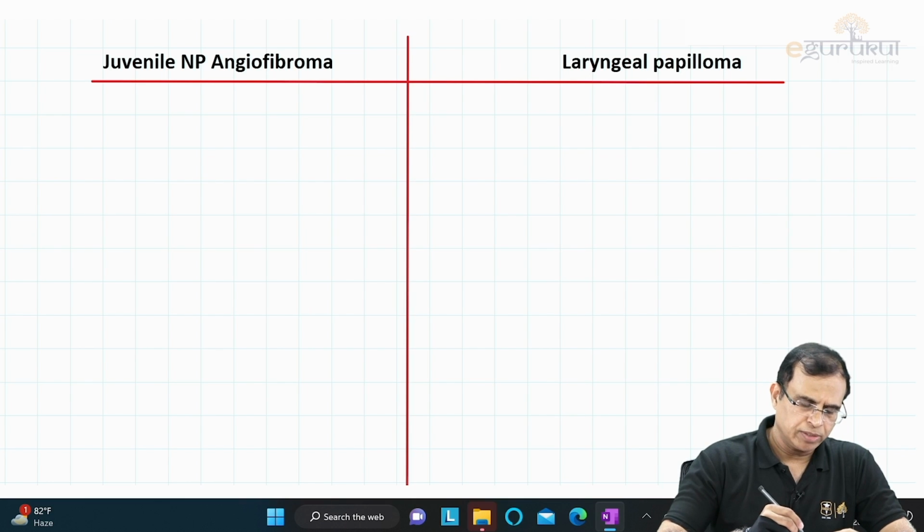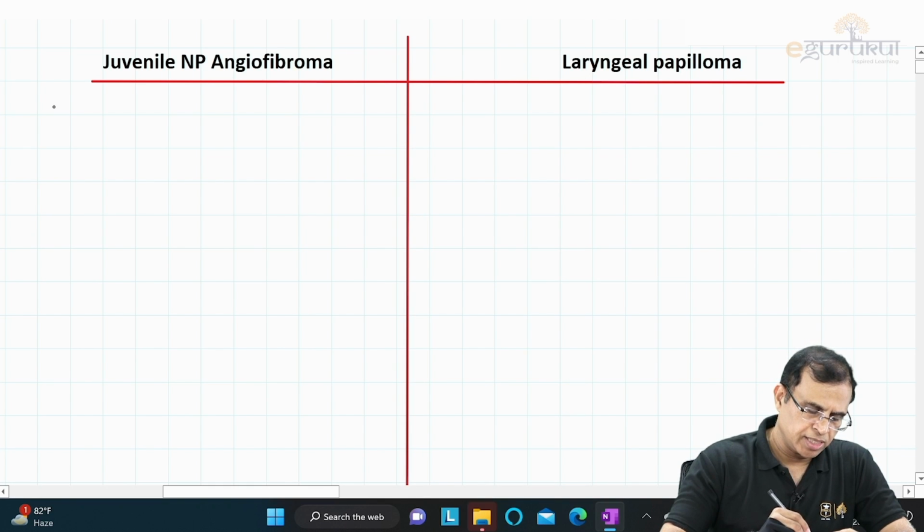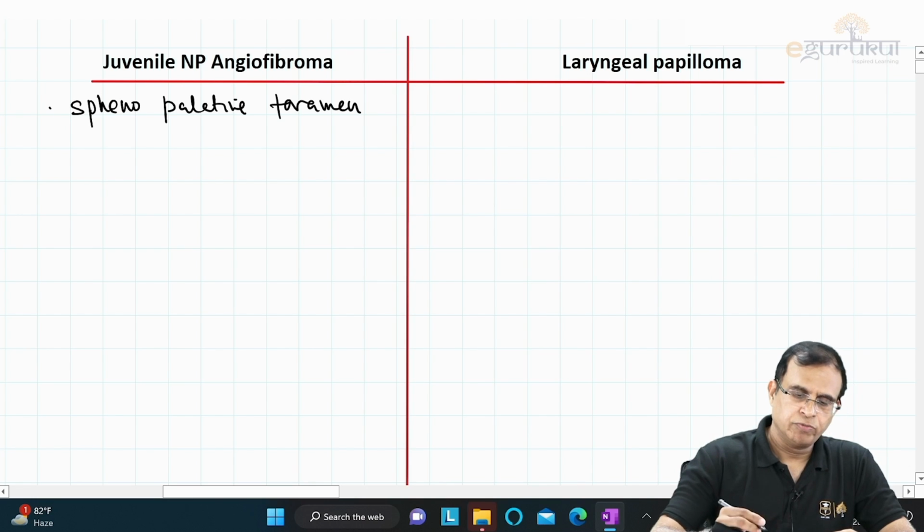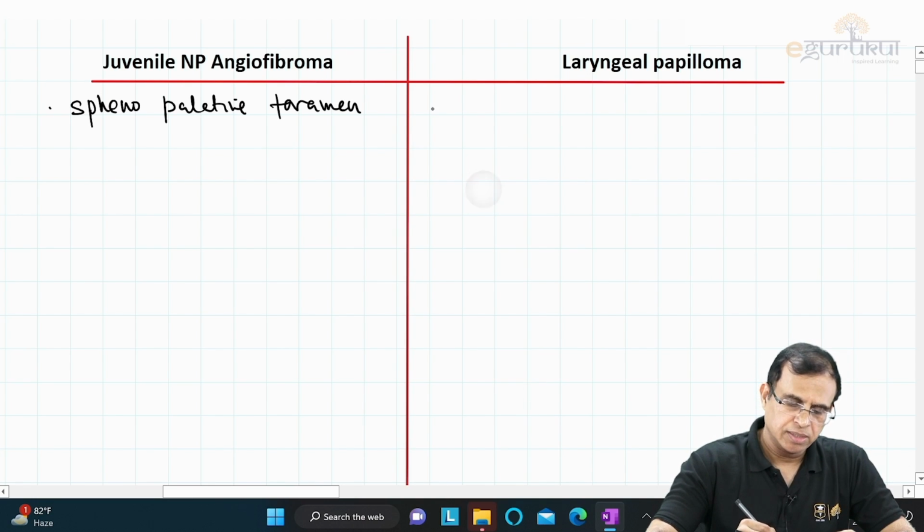Juvenile angiofibroma: the most common site is the sphenopalatine foramen, whereas for laryngeal papilloma, the most common site is the glottis.